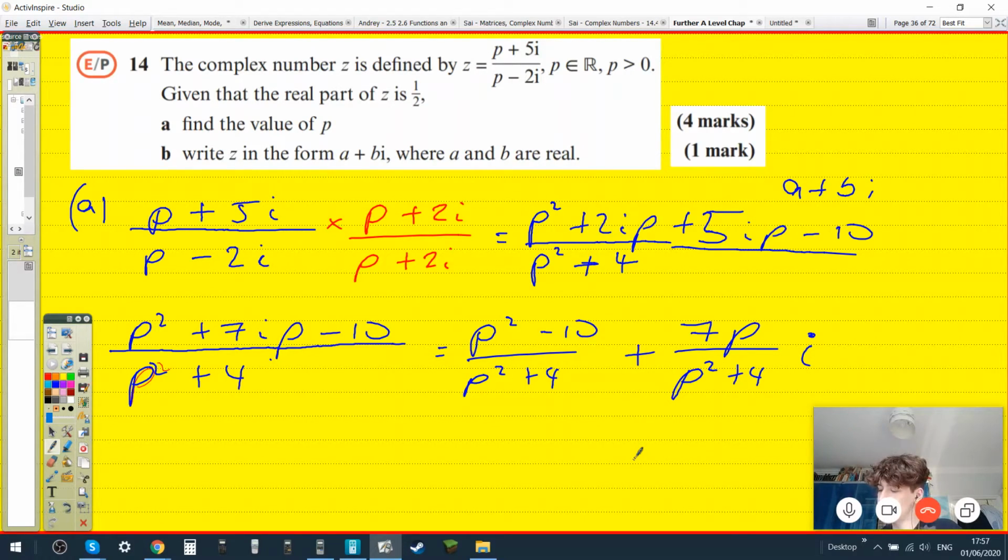What did they tell us about the half? Said the real number is equal to a half. So p squared minus 10 over p squared plus 4 is equal to a half. And so that's what you're solving. So we want to find p.